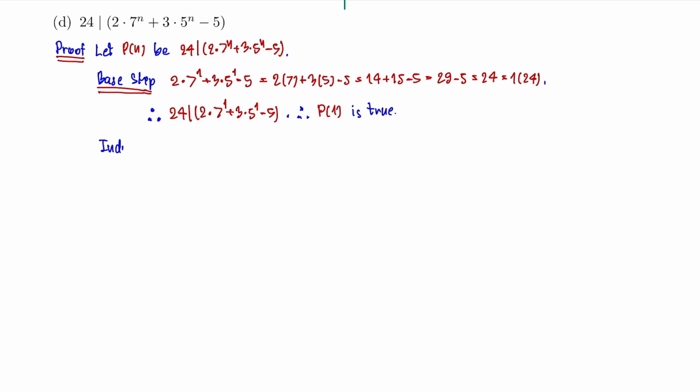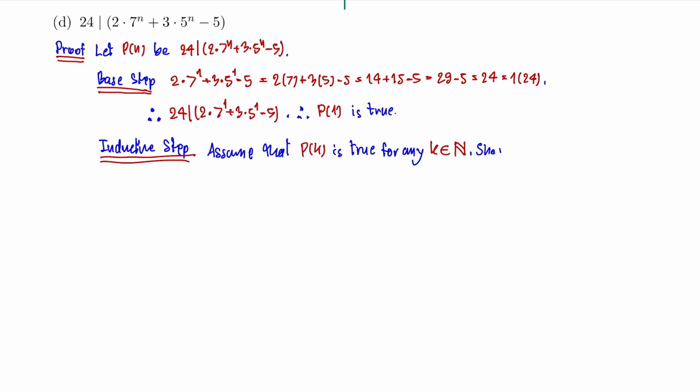Now let's go to the inductive step. How can we deal with the inductive step? We have to assume that P of k is true for any positive integer k. And then we have to show that P of k plus 1 is true. So that's what we have to show.